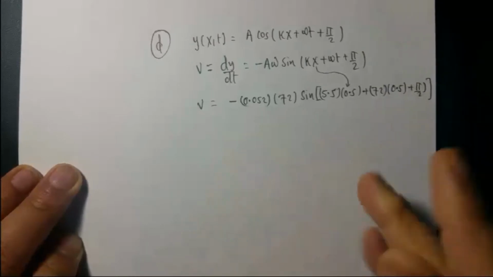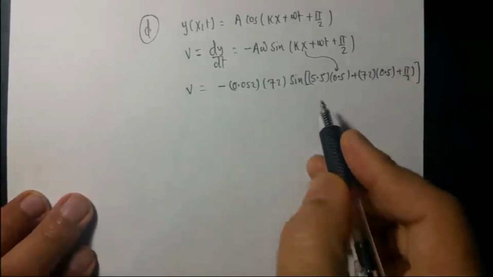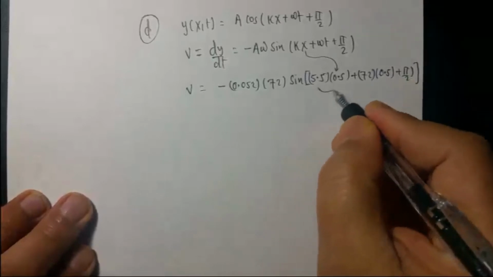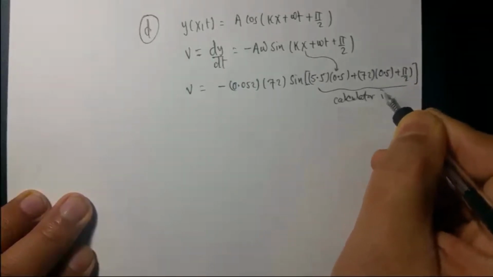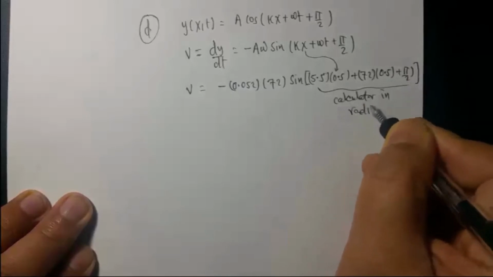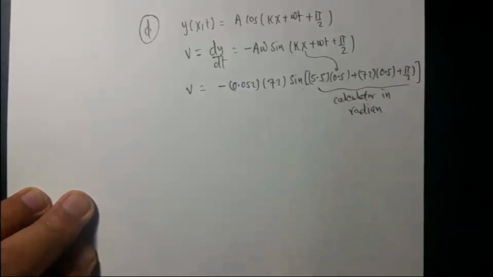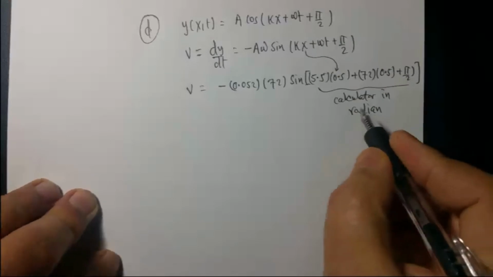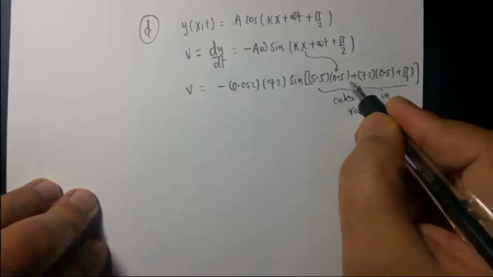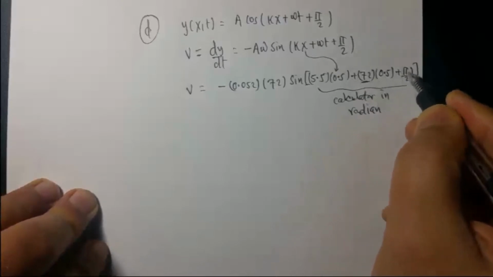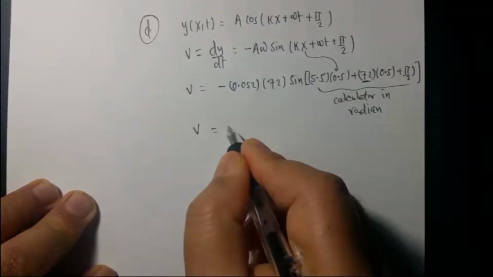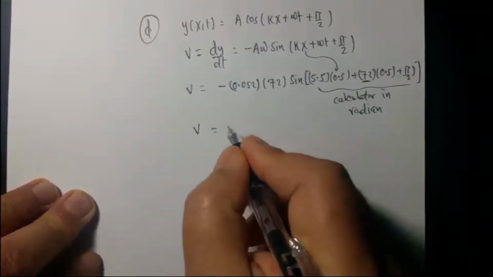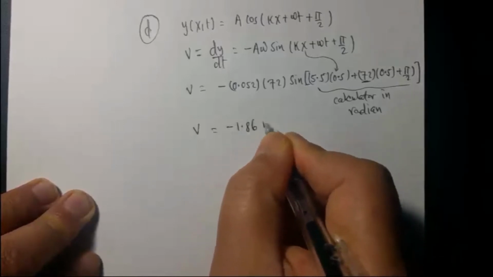And now just do the calculation, but remember, it's important that your calculator must be in radian mode. Just for this calculation, the calculator must be in radian. Why? Because all of these are in radians. This is in radians per second, this is in radians. So if you do that, you're going to get negative 1.86 meters.